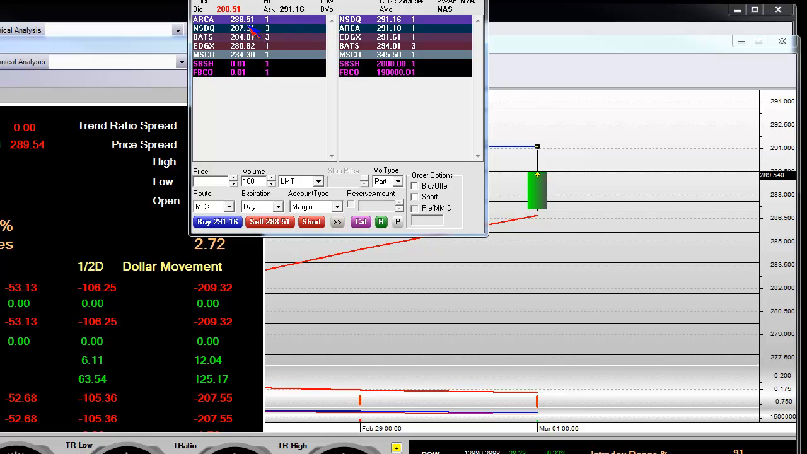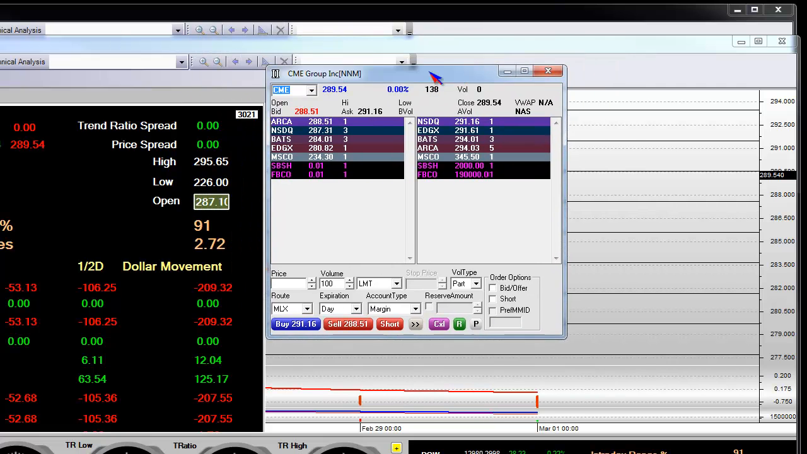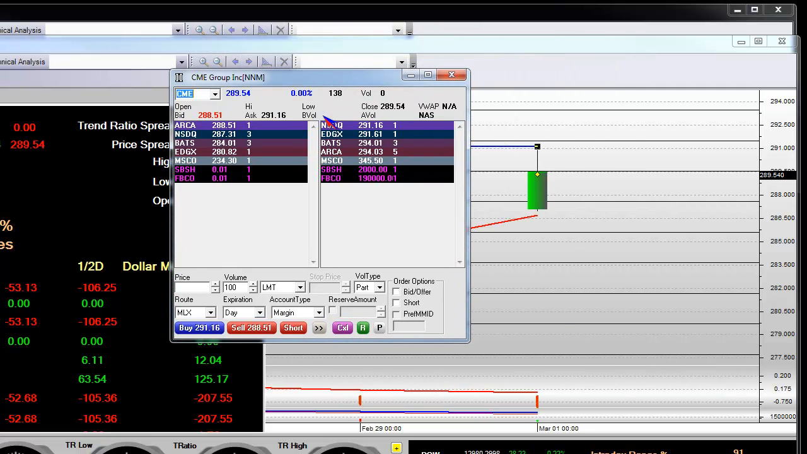the price. You can see here it's a 288.51 bid, and the ask is 291.16. Okay, that's your bid, that's your ask. Let's make sure that it's visible right here. Now when you take the close, you can see that the ask is above the close. So that's that range. You can see where the bid, on the other hand, is 288.51, and you can see the close of 289.54.